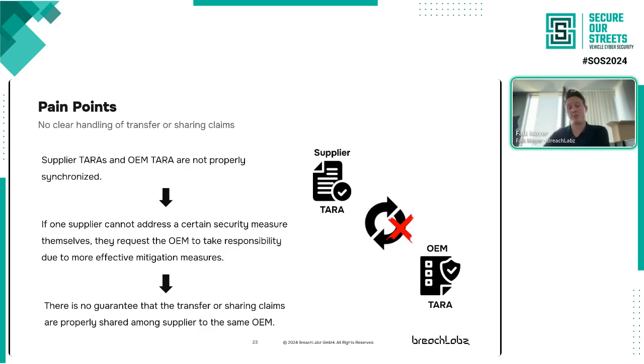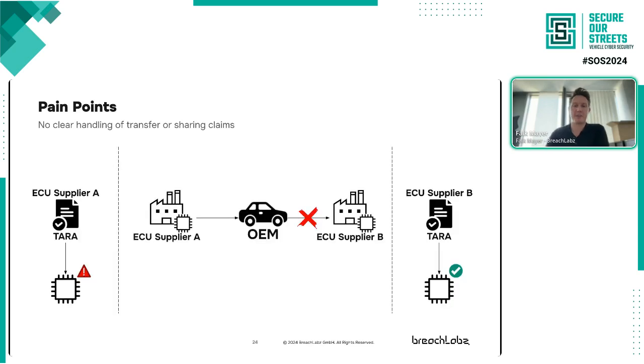But then what if we push it to a connected ECU? Then there's no guarantee that these transfer or sharing claims are properly distributed to the actual supplier that I pushed it to, or even handled within the manufacturer. This illustrates the point a little better. We have ECU supplier A, and ECU supplier A has a problem. They talk to the OEM, and say this is perfectly fine as long as you accept this transfer of our risk because it's outside of our scope. Then the OEM would have to go to ECU supplier B and apply it. But yet again, this communication is not happening perfectly yet.